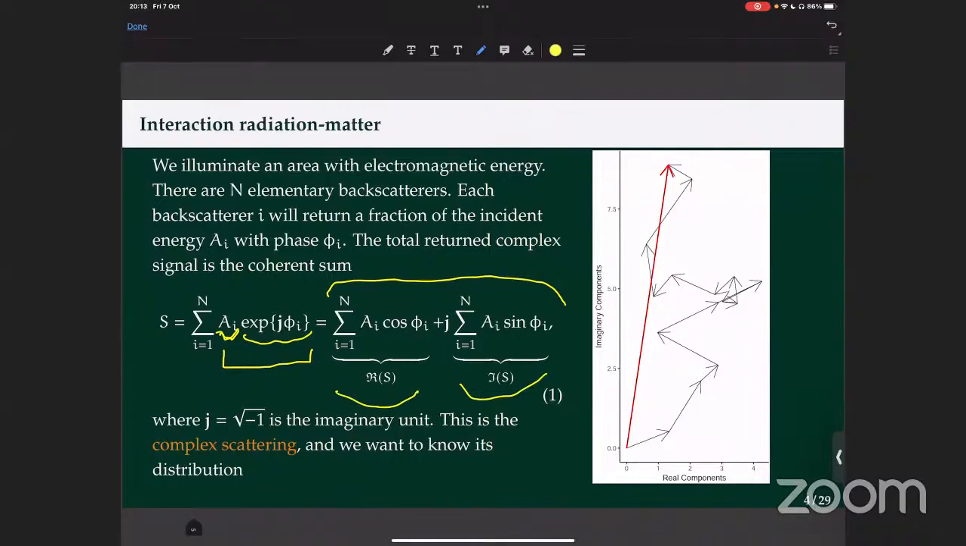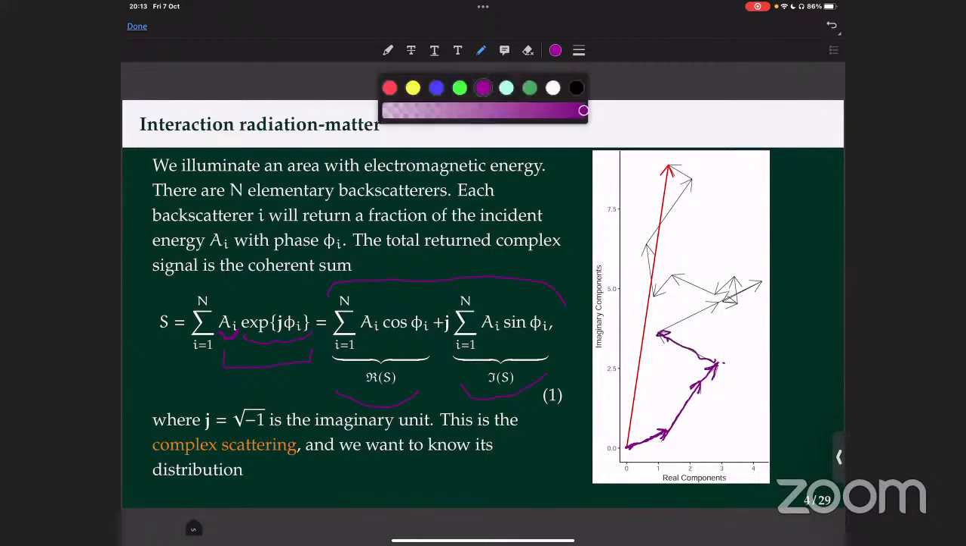Graphically, what happens? Backscatterer number one returns this amount of energy. It's a complex number. This energy is added to the energy returned by the second backscatterer, and then it is added to the energy returned by the third backscatterer. The order is totally arbitrary. Then the fourth, and so on. And finally, what we get is this complex number detected by the sensor at a certain position in the target.